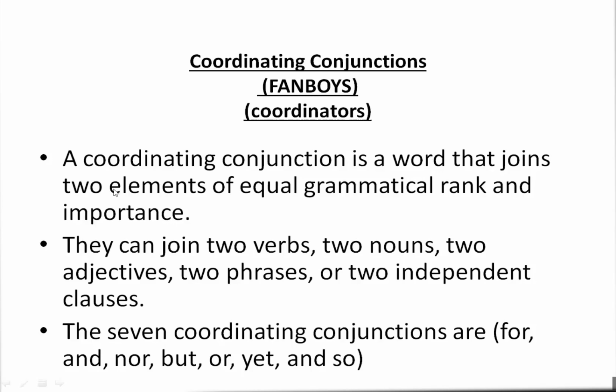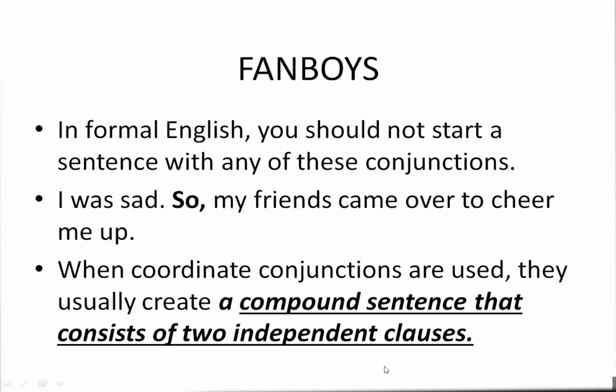Okay, so coordinators can join 2 verbs or 2 nouns or 2 adjectives or 2 phrases or even 2 independent clauses, and this is what we're gonna discuss in today's lesson. The 7 coordinating conjunctions are for, and, nor, but, or, yet, and so. And that's why we call them fanboys. F for, A for and, N for nor, B for but, O for or, Y for yet, and S for so.